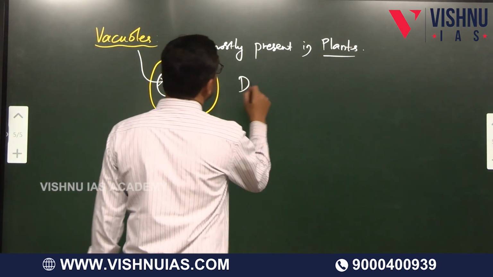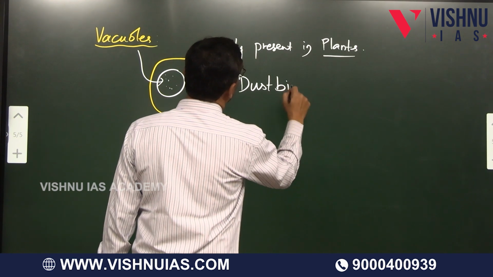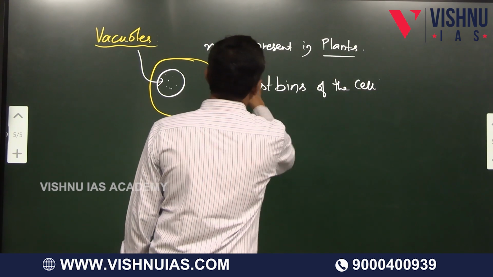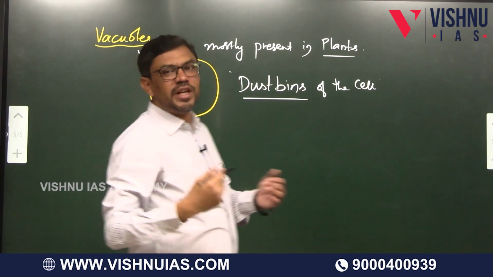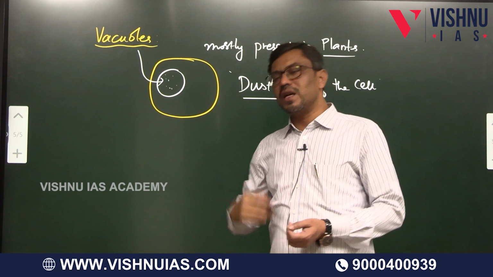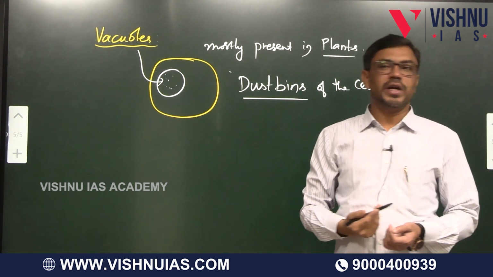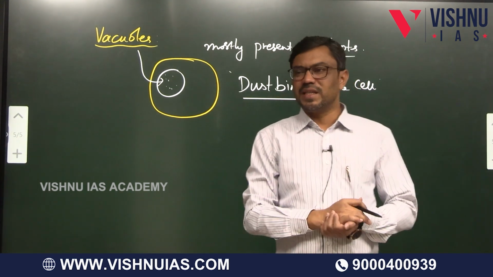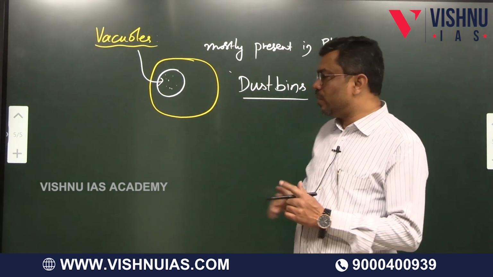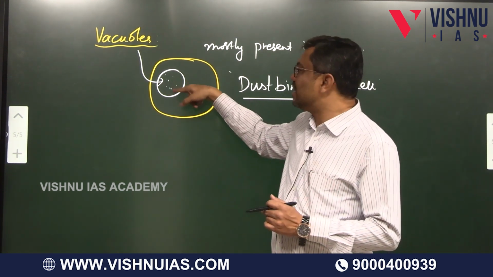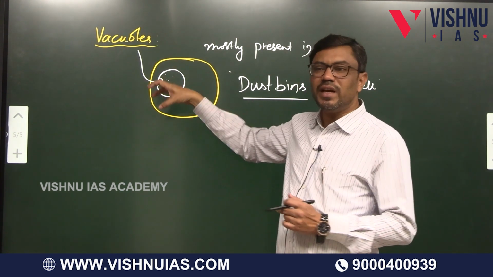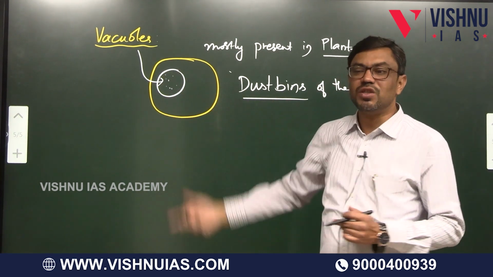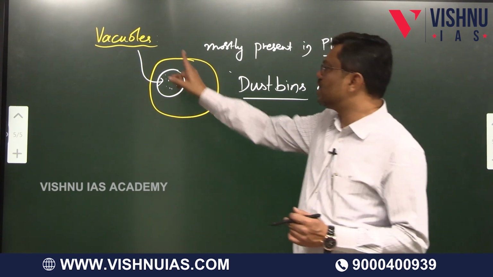These are called dustbins of the cell. Why are they called dustbins? Because in plants various types of ergastic substances or excretory substances, waste products, are released. As the plant does not have any separate excretory organ, they cannot be sent out. So, they will be stored inside the vacuoles. That is why, as these vacuoles are storing the waste products, they are called dustbins of the cell. Just remember this terminology.